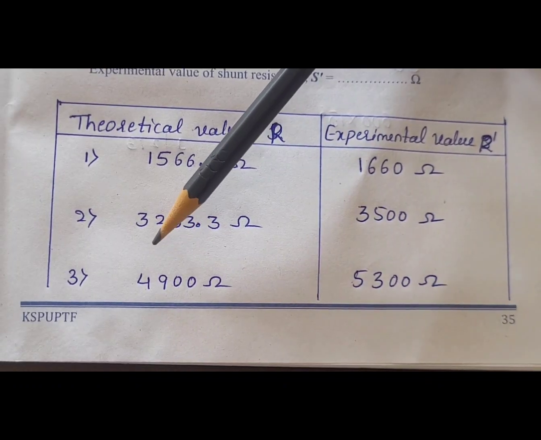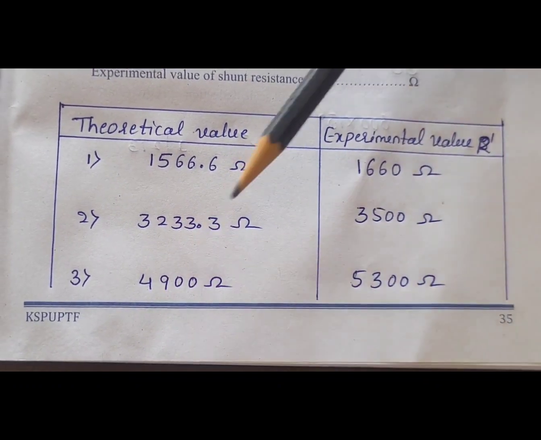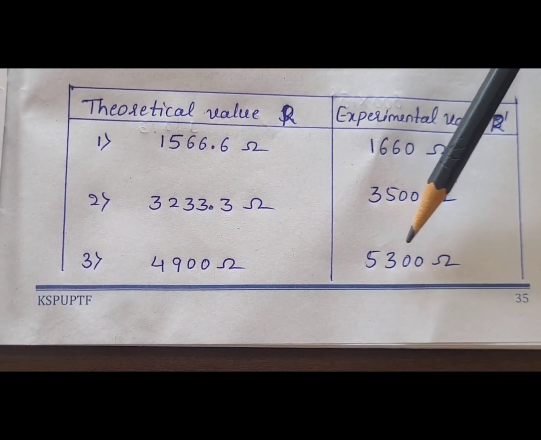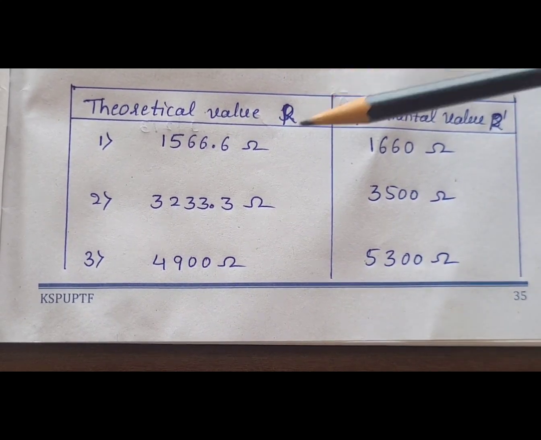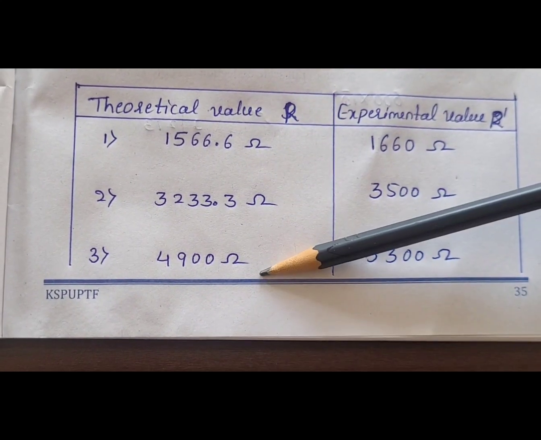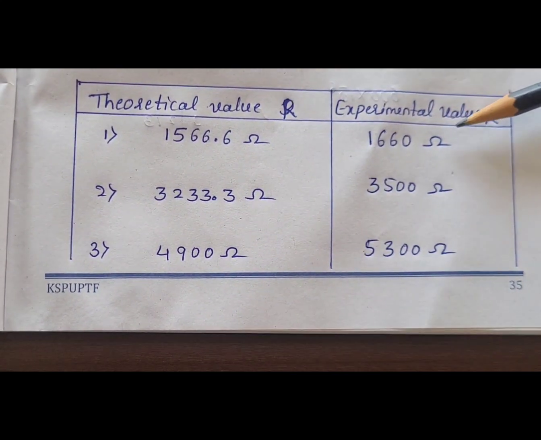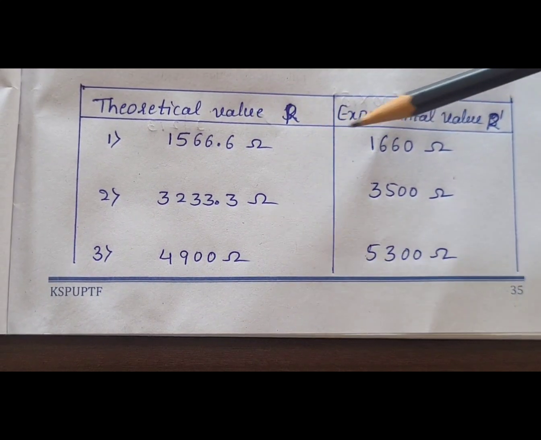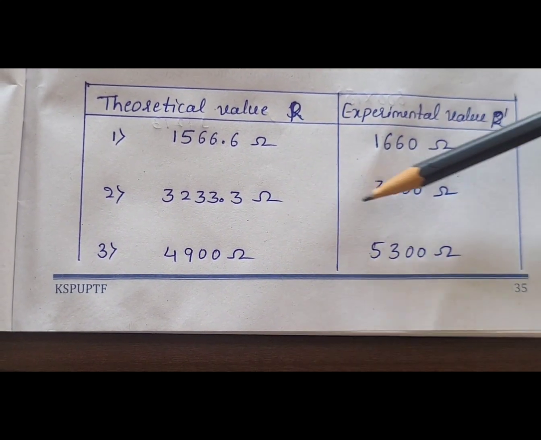The theoretical value for 3 volt is 4900 ohm. Now we got the experimental value of 5300 ohm. So these are the 3 trials we have taken. Comparing theoretical and experimental values, R and R dash are both nearly equal.